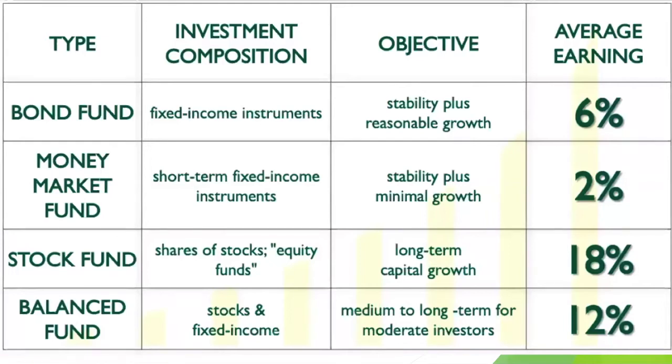It is the stability plus minimal growth, 2%. So pag nilagay natin sa stock fund, you can see there that share of stocks, equity funds, and then long-term capital growth, 18%. Pag nilagay naman natin sa balance fund, it is stocks and fixed income, medium to long term for moderate investors, and 12%. So kung base lang dyan sa chart na yan, makikita mo na kaagad kung saan mo ilalagay yung pera mo, kung saan mo i-invest.